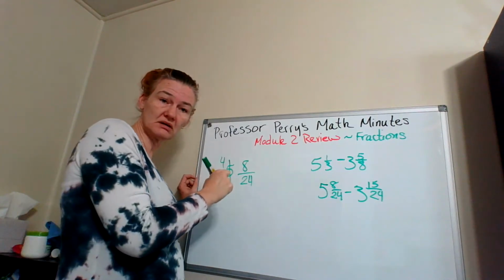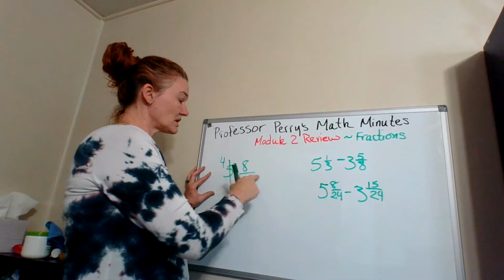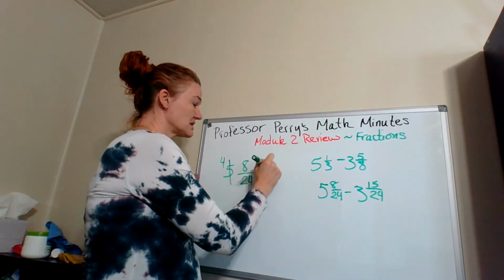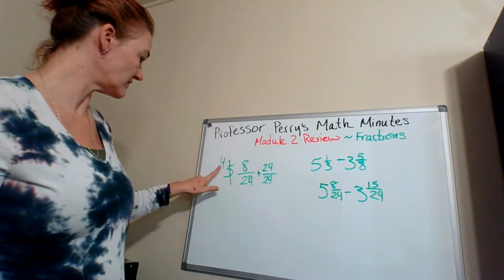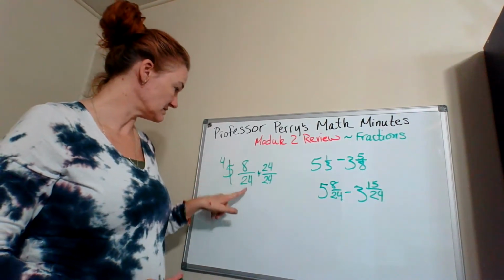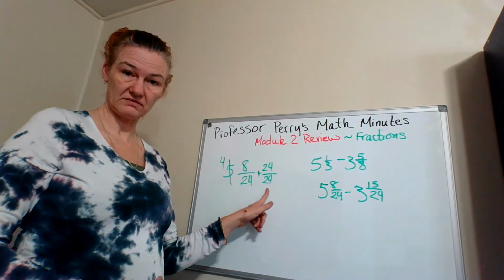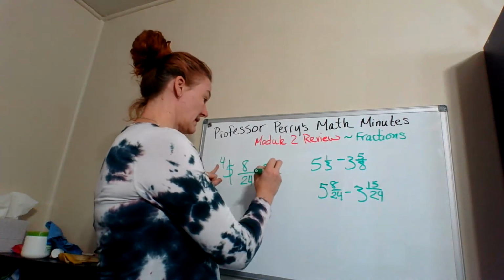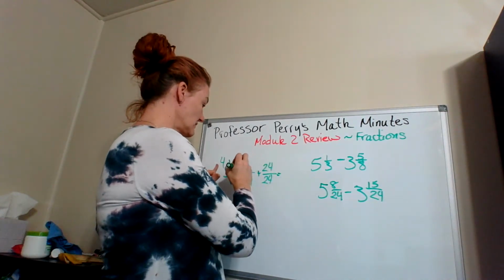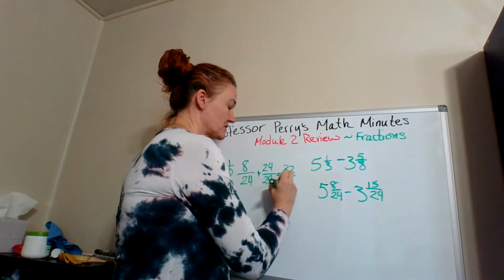Any number with the same number on the top and the bottom is 1. So what I'm going to do is I'm going to add 24 24ths. So this is 4 and 8 24ths plus 24 24ths, which would make it 5. This is the one I borrowed from here. So 8, 29, 30, 31, 32 24ths.